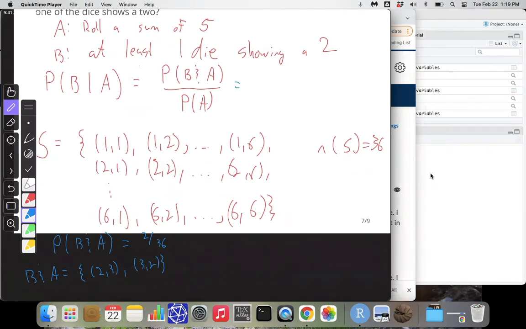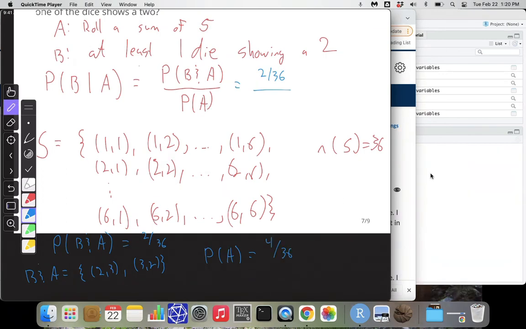Great, going back up here, we have 2 out of 36. Now we want to find the probability of A. So we want to find the probability of rolling a sum of 5. So the probability of A, well, we could write down our event. You could have 1, 4, 2, 3, 3, 2, 4, 1. And is that it? It ends up being the case that that is it. So what is the probability of A? It's actually 4 out of 36.